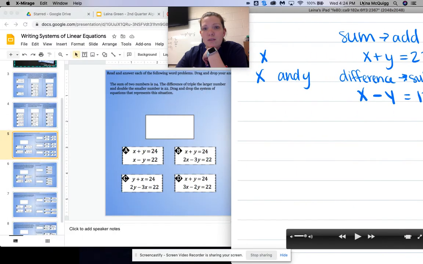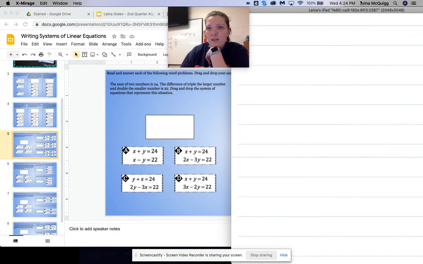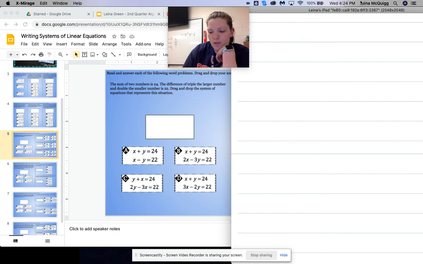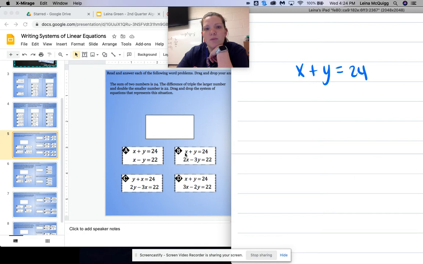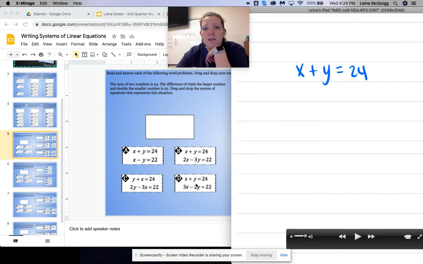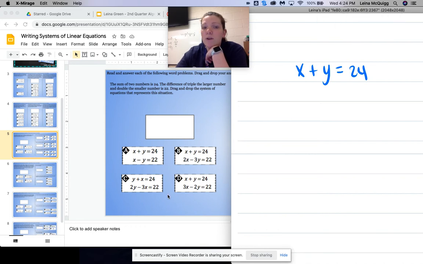All right, so let's write this equation. So the sum of two numbers, so sum again means add. So they used x and y, so x plus y is 24. So let's see, we have x plus y equals 24, y plus x equals 24. It's okay, they're written in different orders. So far I haven't been able to narrow down my answer choices. I'm dependent on the second system.